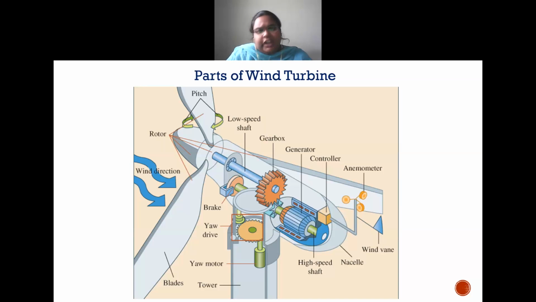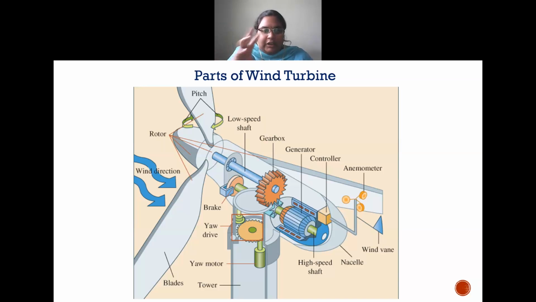Here you can see that there are different types of parts. You can see first is the rotor, second one is the pitch. Pitch is nothing but the angle. Now low speed shaft, gearbox, generator, controller, anemometer, wind vane, nacelle is nothing but the hub which is holding all of these things. Okay, it is nothing but the outer hub which we see.